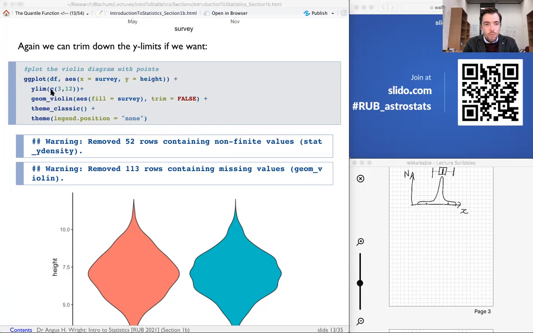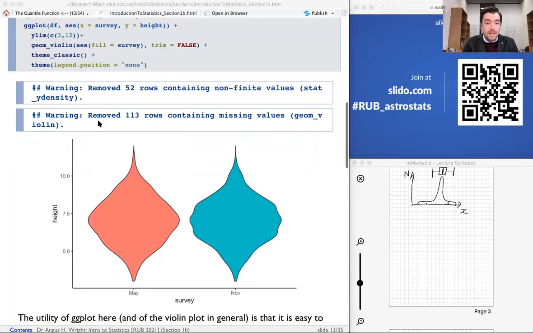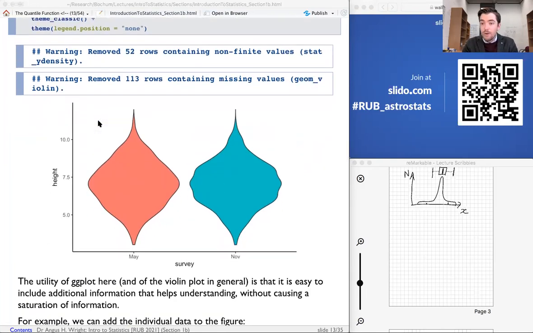We want to reduce the y limits to this range. We want to plot a violin plot, and then we want the colors to be classical, and we don't want there to be a legend. And that's what you do to get this violin plot. It's very simple. And the real power of ggplot is the ease with which you can then layer things on top. In that way, it's very much like matplotlib in Python.